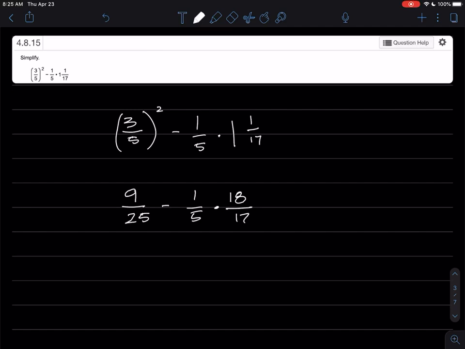So now it looks like the first couple of problems that we did, we'll work with our multiplication first. So, minus 18 times 1 is 18. 5 times 17 is going to be, well, 5 times 10 is 50. 5 times 7 is 35. 50 plus 35 is 85. Now we have to deal with subtraction. We need a common denominator. It looks like we have a 25 and an 85.